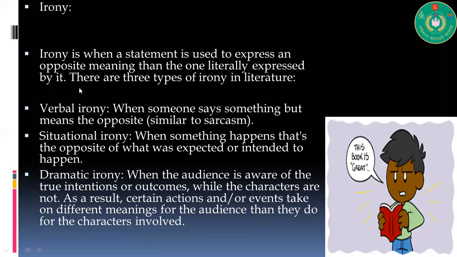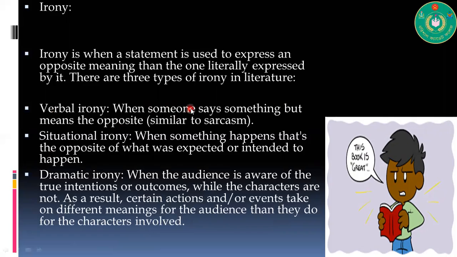Irony, which we use very often, is when a statement is used to express an opposite meaning than the one literally expressed by it. There are three types of irony in literature. You say something, but you mean something different. You see, this boy, he is saying this book is good, but his expression is totally opposite. So, three types of irony.